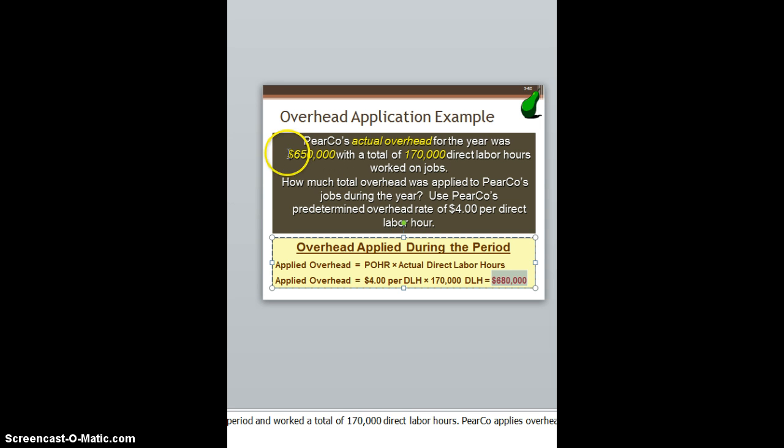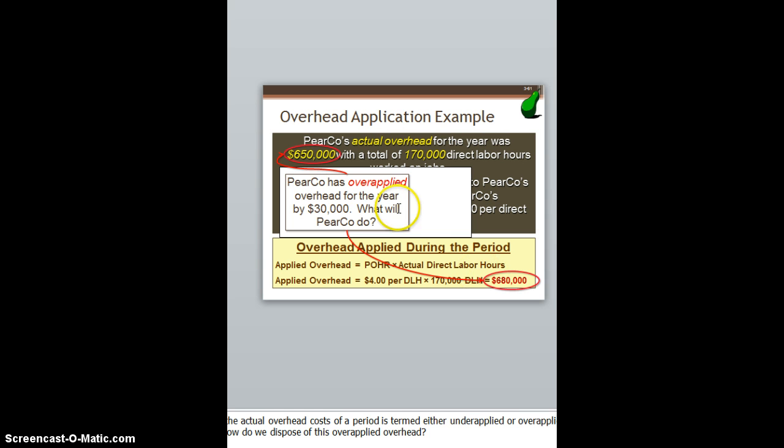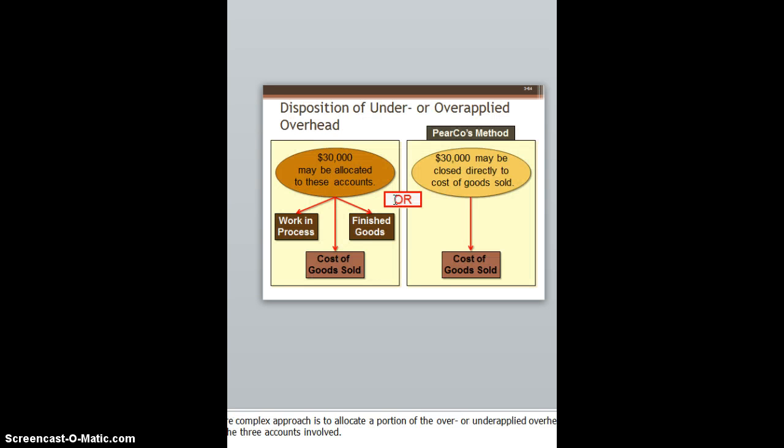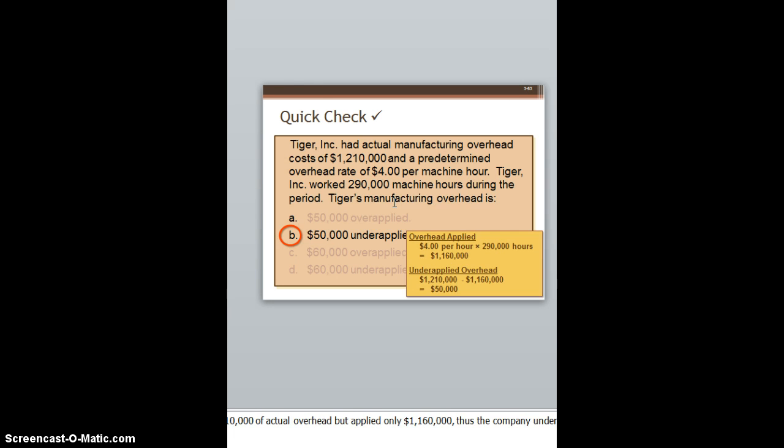But in reality, there was only $650,000. So in effect, we over-applied manufacturing overhead for the period. Okay, so Paraco has over-applied overhead for the year by $30,000. The question is, what will Paraco do? Paraco will actually make a journal entry to take care of this, looking something like this.